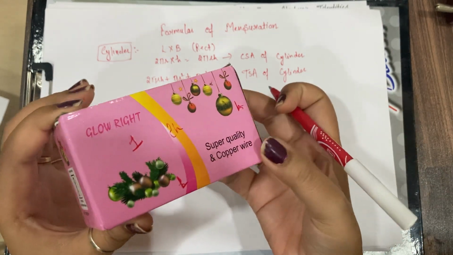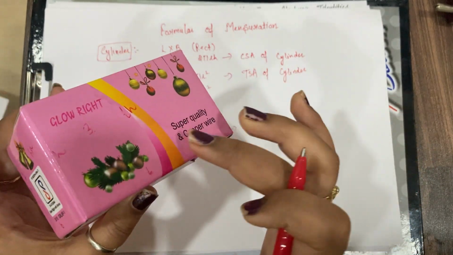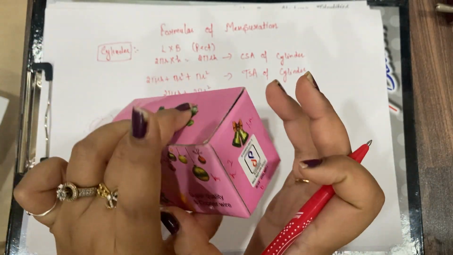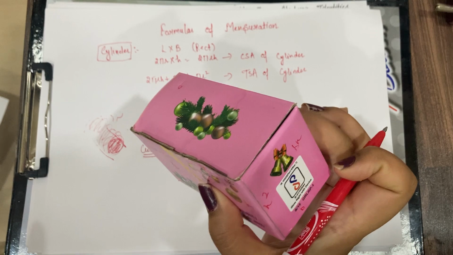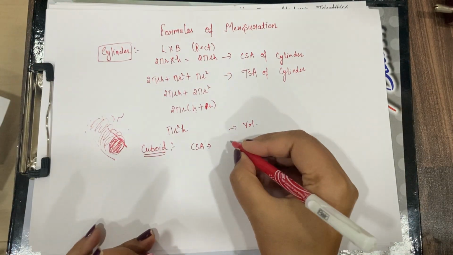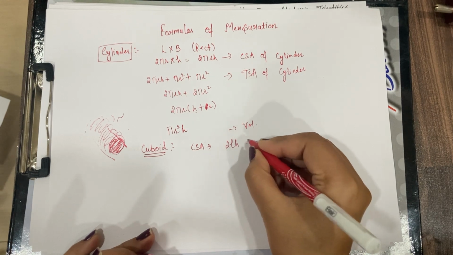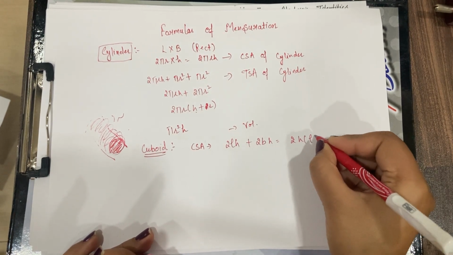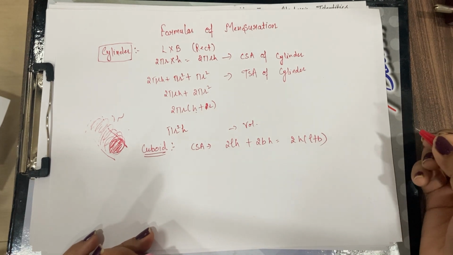If you see in total, LH comes 2 times, BH also comes 2 times. LH came twice for these two faces, where my fingers are, and BH came twice. That is 2 times LH plus 2 times BH, taking 2H common, L plus B. This is your formula of CSA.